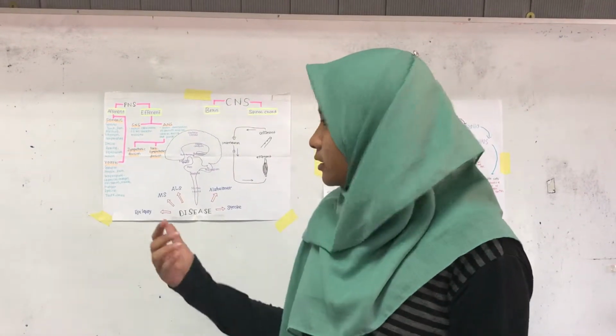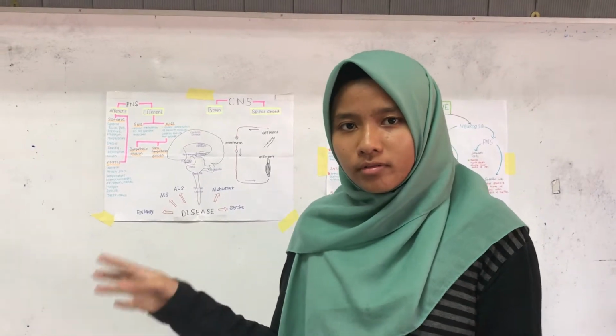Okay, today we are from group 6. We're going to explain about the nervous system of humans.